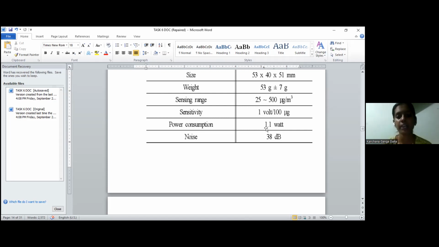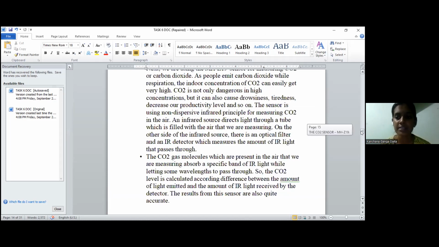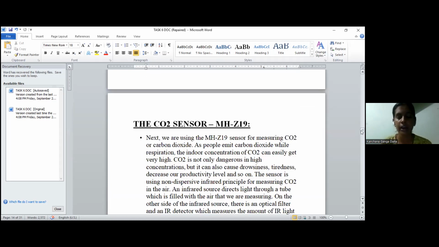And coming to power consumption, it will consume a maximum of around 1 watt, and the noise released by this is 38 decibels. The second one is the CO2 sensor, the MH-Z19. The version of the sensor is MH-Z19. It is mainly used for measuring carbon dioxide. Actually, carbon dioxide causes problems in respiration. Also, as it is exhaled by humans, it causes respiratory problems.